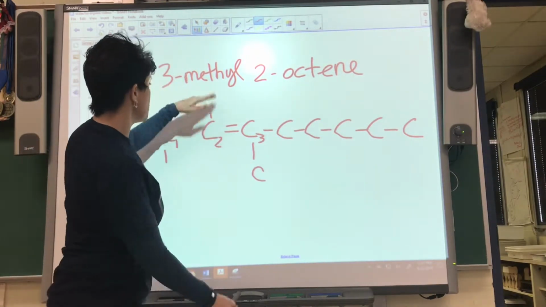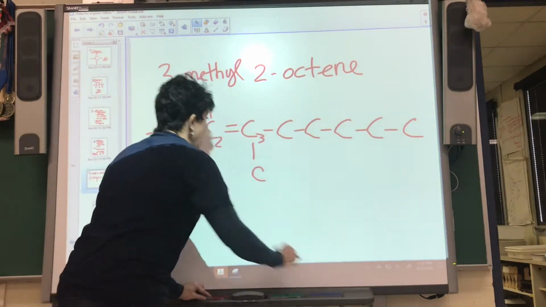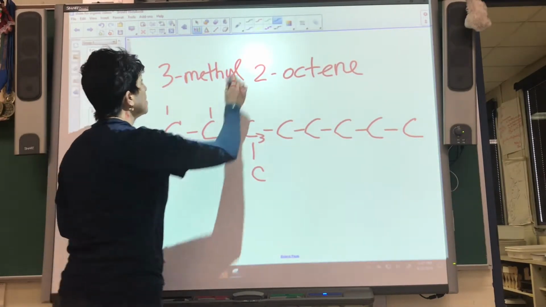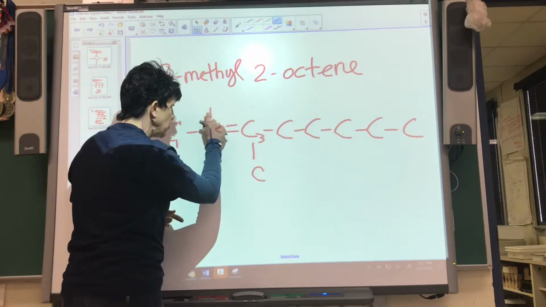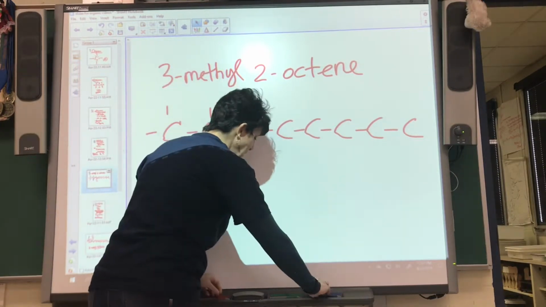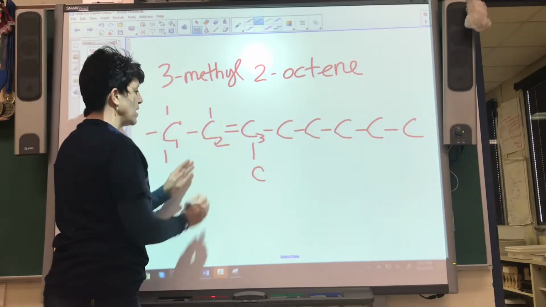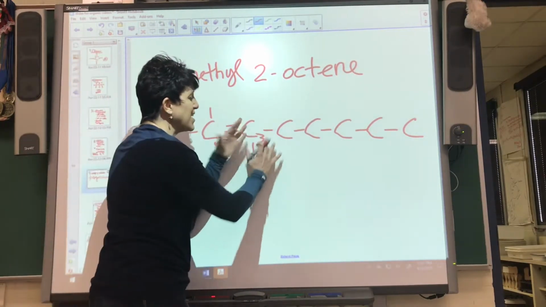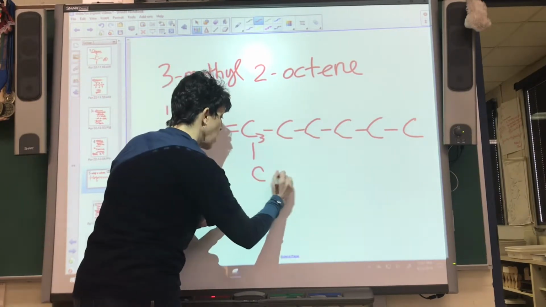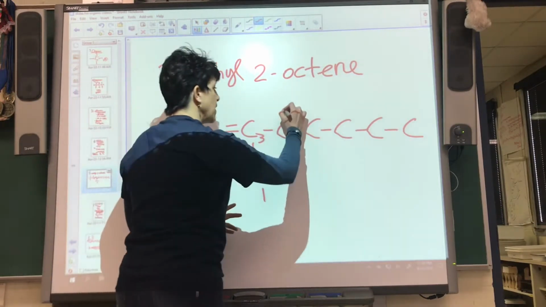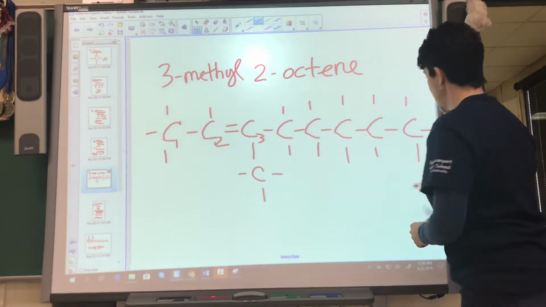It doesn't matter if you put it on the top or the bottom, as long as you don't put it in both places. Why would this be wrong? My carbon would have 1, 2, 3, 4, 5 bonds. That's not possible. That's too many electrons being shared. So I have to just put 1 H on there. This one doesn't get any H's. 1, 2, 3, 4 bonds, it's already full. But this carbon needs 3 H's. This one gets 2, this one gets 2, 2, 2, and 3.